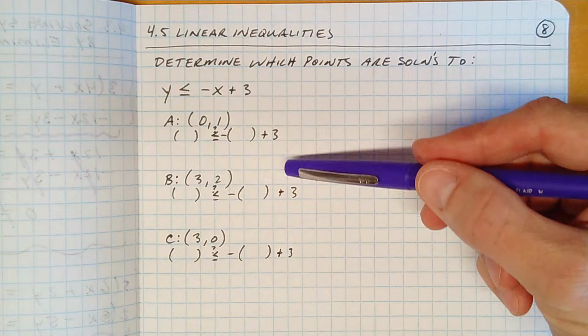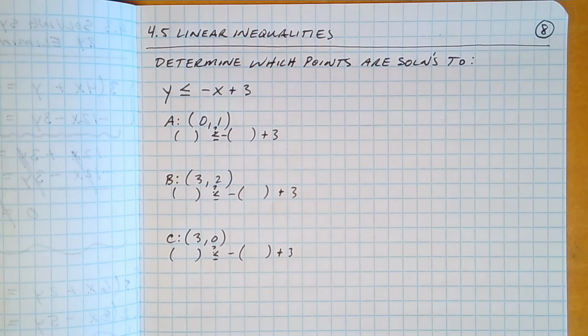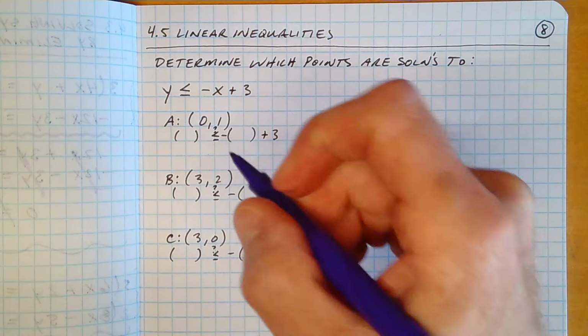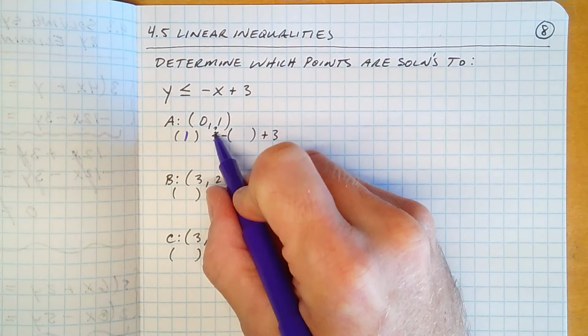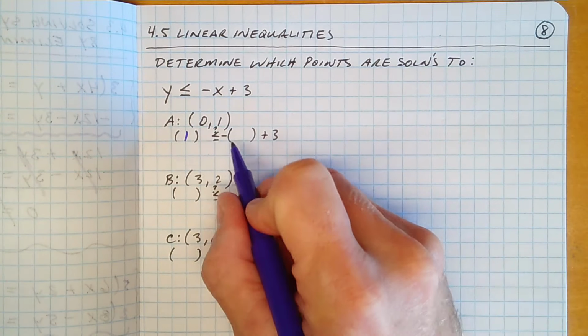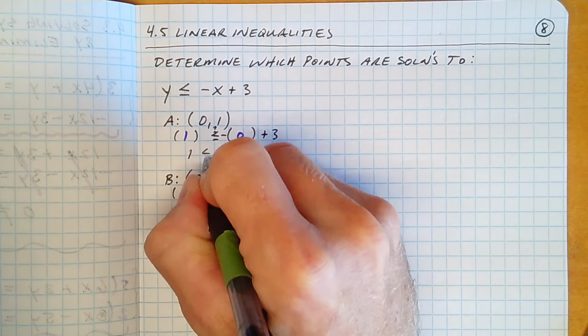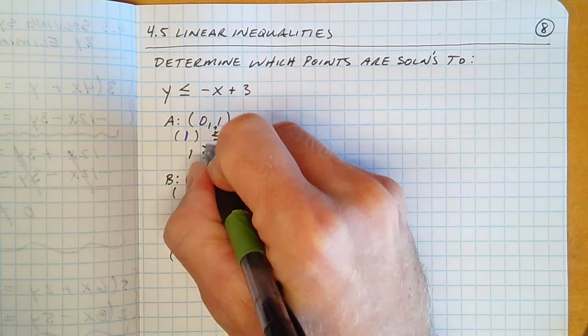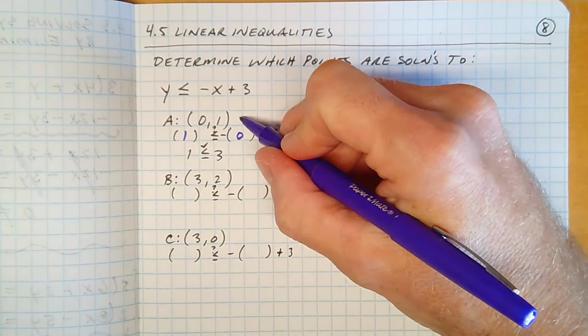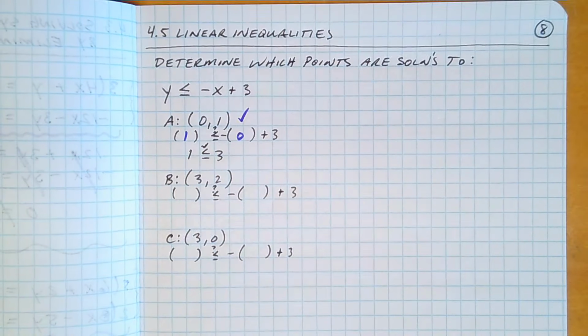Okay, so I set up some templates so I can plug in my coordinates. On this first one, I want to check to see if 1 is in fact less than or equal to negative 0 plus 3. That would give me 1 is less than 3, and that is true. So A is definitely a solution. I'm just going to put a check mark next to it.